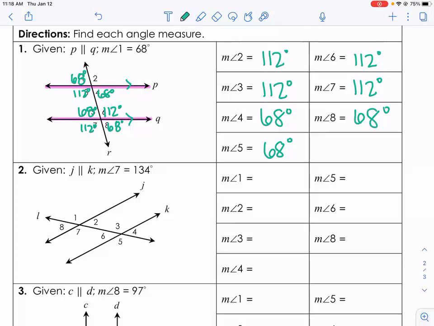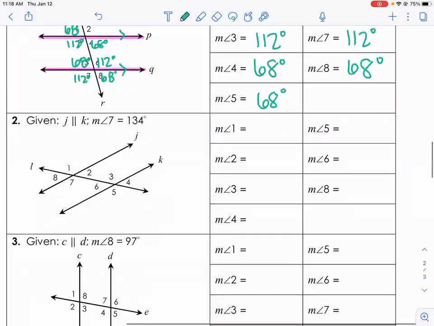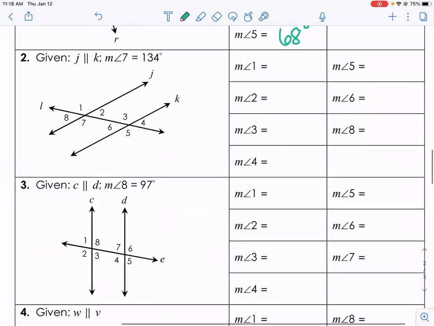Okay. Now, I love that you are figuring out the pattern, but I need you to understand that on Thursday's test, that's a week from today, you need to be able to tell me that these are alternate interior angles, that these are corresponding angles, and tell me their measure. All right. So let's look at example 2 here.